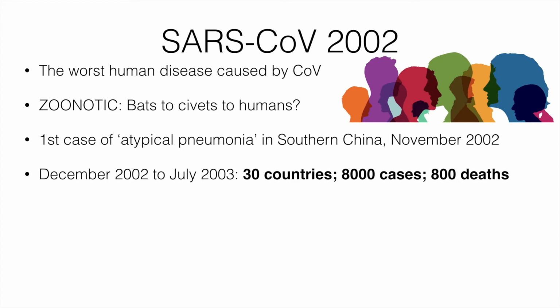Then in November 2002, the first case of atypical pneumonia was discovered in southern China. Since then, from December 2002 to July 2003, around 30 countries experienced cases of SARS, resulting in 8,000 confirmed cases and 800 deaths. This leaves a mortality rate of about 9 to 10%, which one might say, oh, that's quite low. But not really. I mean, that's still scary to know that you have this novel disease outbreak resulting in a 9% mortality rate.